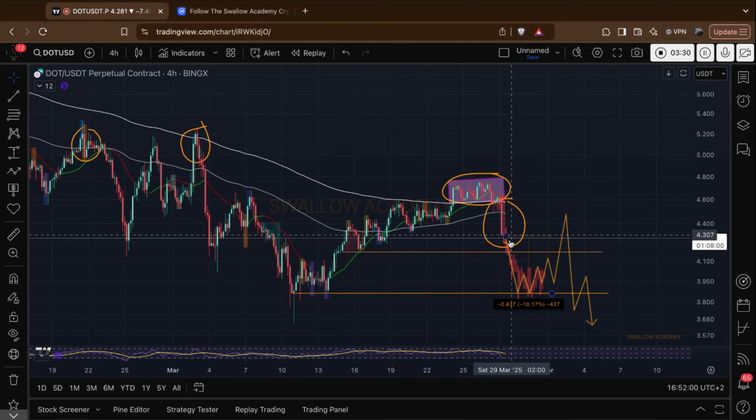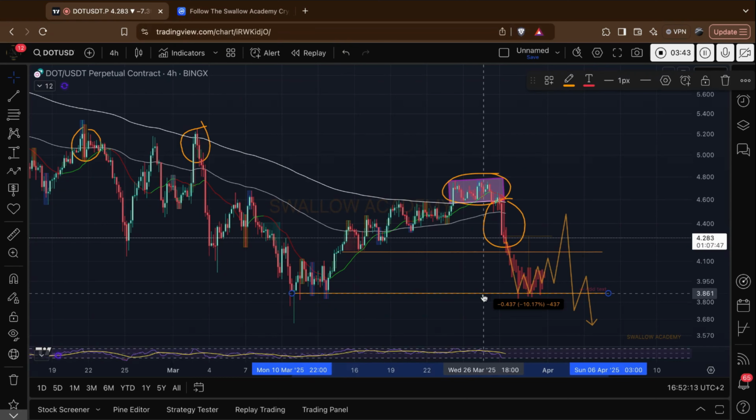On the bigger time frame, mid-term trade, on this one, the risk and reward ratio is 1-1, and on the smaller time frames, risk and reward ratio is 1-2, 1-3, or 1-4. So you can choose yourself the target position. First target is this, second target is this, and that's it for the Polkadot coin.